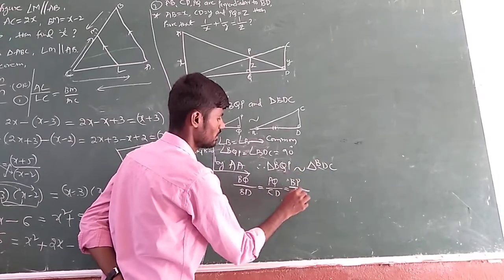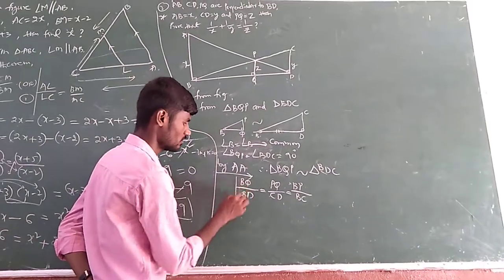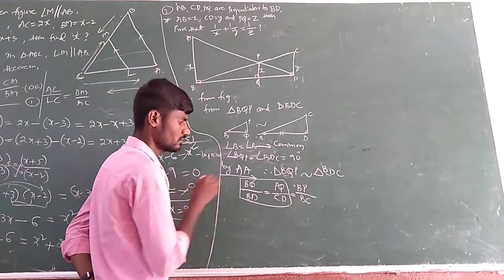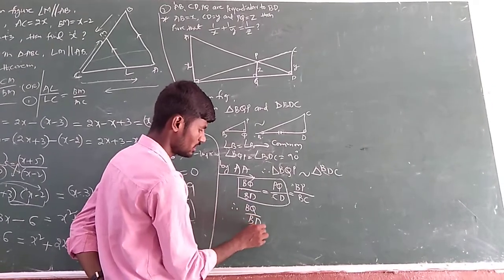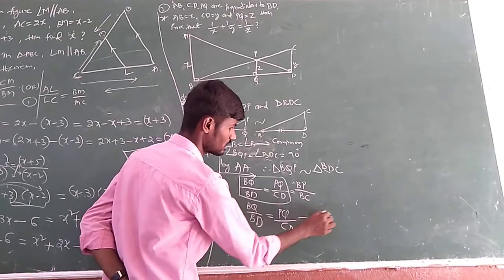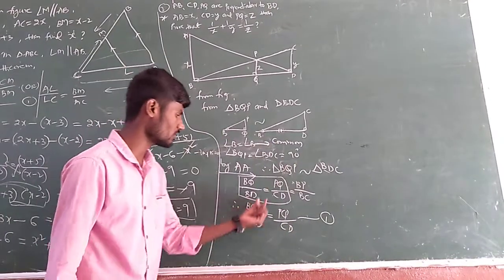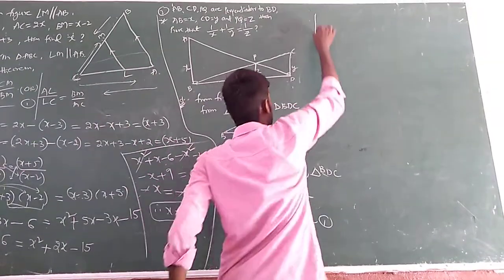BP by BC. But consider only this pair, only this pair. So what I will get, therefore, BQ by BD is equal to PQ by CD. Let us take this as 1. Why we are considering only this? We can get that in the next part. Let us observe carefully.